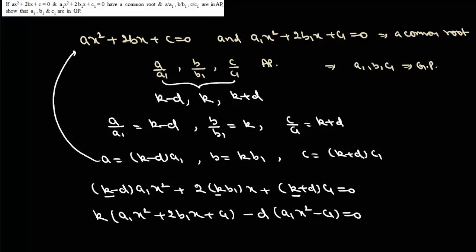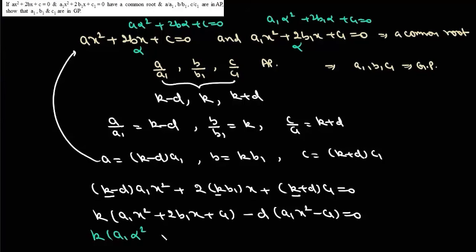Now let the common root for both the equations be alpha. So if alpha is a common root, then we can write a alpha square plus 2b alpha plus c equals 0, and then a1 alpha square plus 2b1 alpha plus c1 equals 0. Now alpha is the common root, so putting x as alpha, we can write k into a1 alpha square plus 2b1 alpha plus c1 minus d into a1 alpha square minus c1 equals 0.